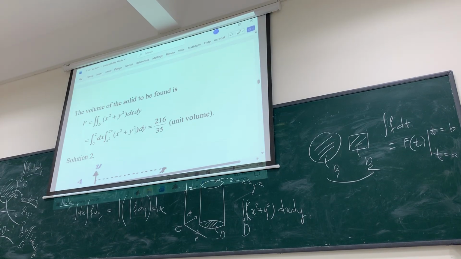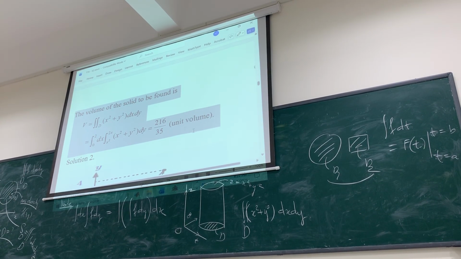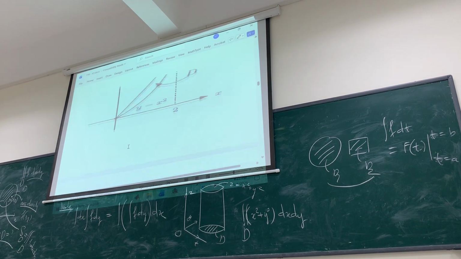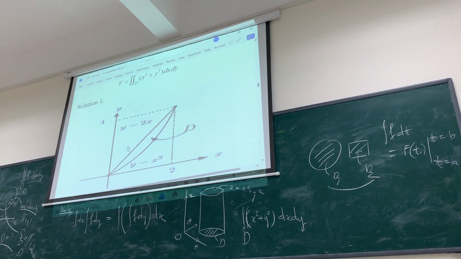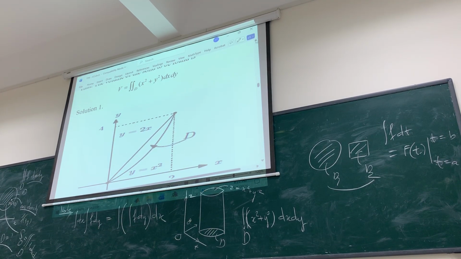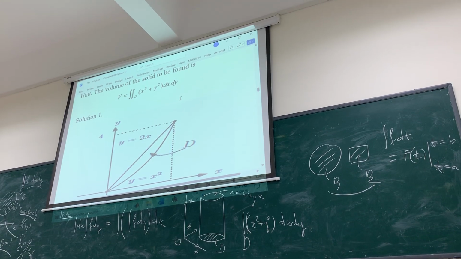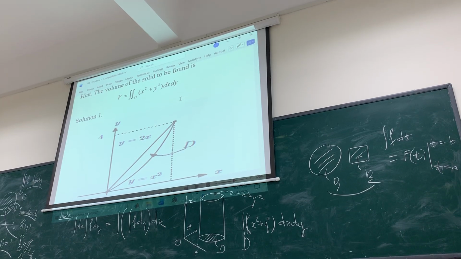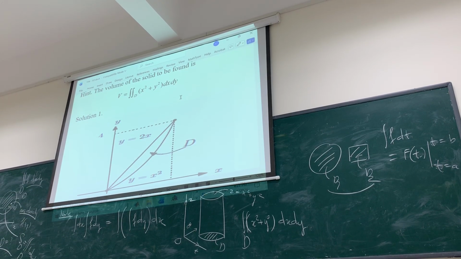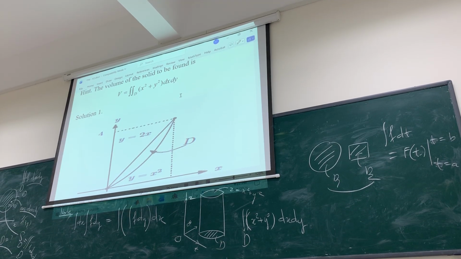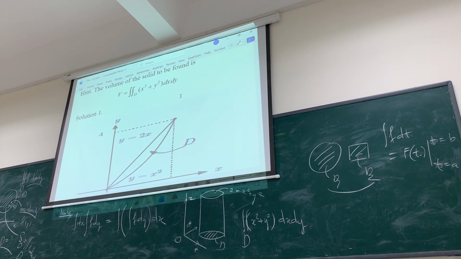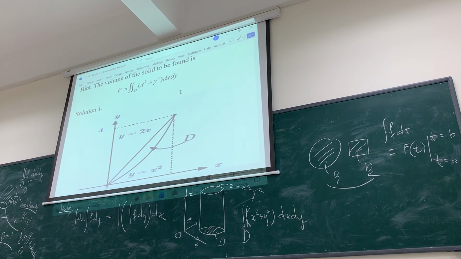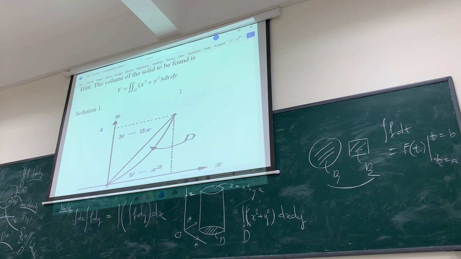Now, solution one. Okay, when we express the volume of the solid by a double integral here, in solution one I want to use the method of type 1, x first, y second. Does that mean we need to find the limits of x first? When we fix x, we find the limits of y correspondingly.